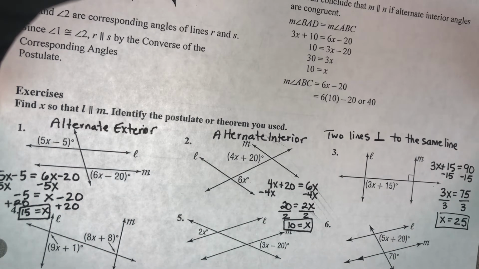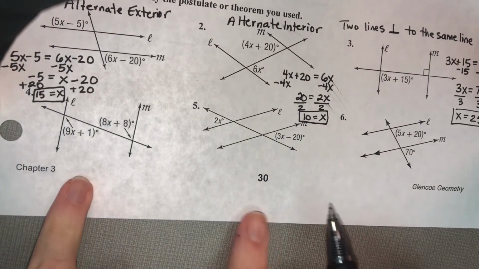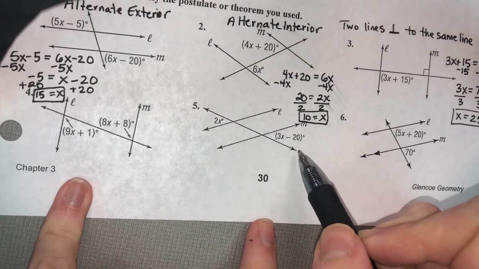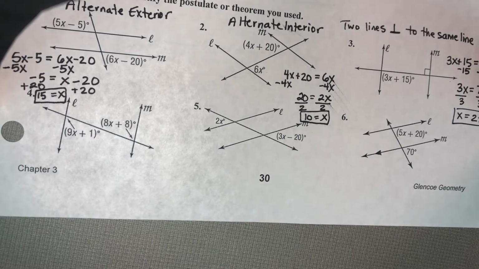I am going to skip number 4 and go on to number 5. Number 5 has a 2x here and a 3x minus 20. This would be a good one for you to try on your own. So why don't you pause your video, give it a shot, and then start it again to see if you got it right.